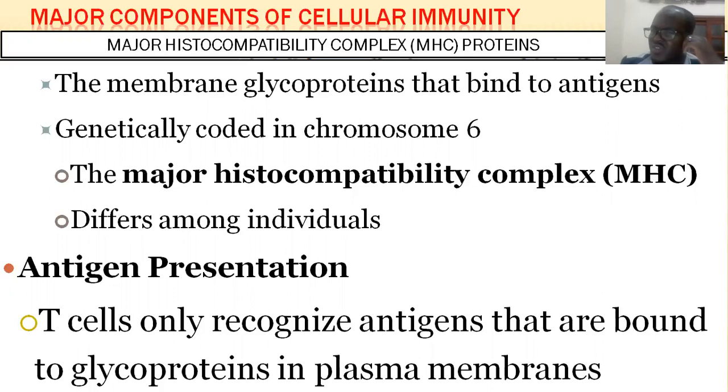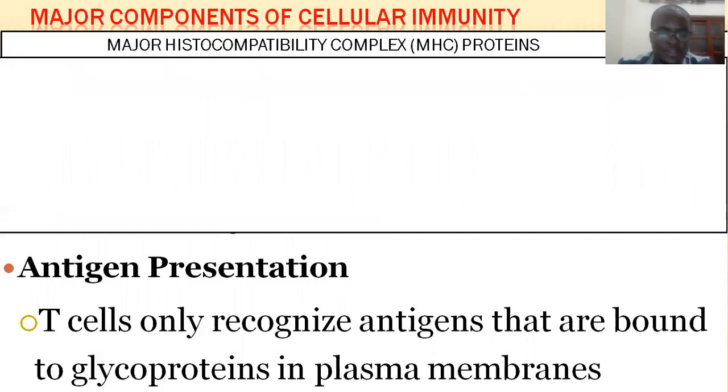So these T cells, for them to recognize the antigens, they are not recognizing the antigens from the microorganism itself. No, they need to be activated. For them to be activated, they can only recognize the antigen that has been expressed by the glycoprotein. And this glycoprotein is the major histocompatibility complex that is found within the cells. So for the T cells to come and attach to the antigen, it needs to be presented by the major histocompatibility complex that is expressed within different cells.